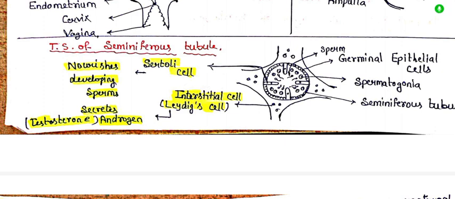In TS of seminiferous tubule, remember the function of Sertoli cell. Sertoli cells nourish the developing sperm, and there are some other cells called interstitial cells, which you can find in the diagram, the Leydig cells. Their function is to secrete male sex hormone, that is androgen, for example testosterone.